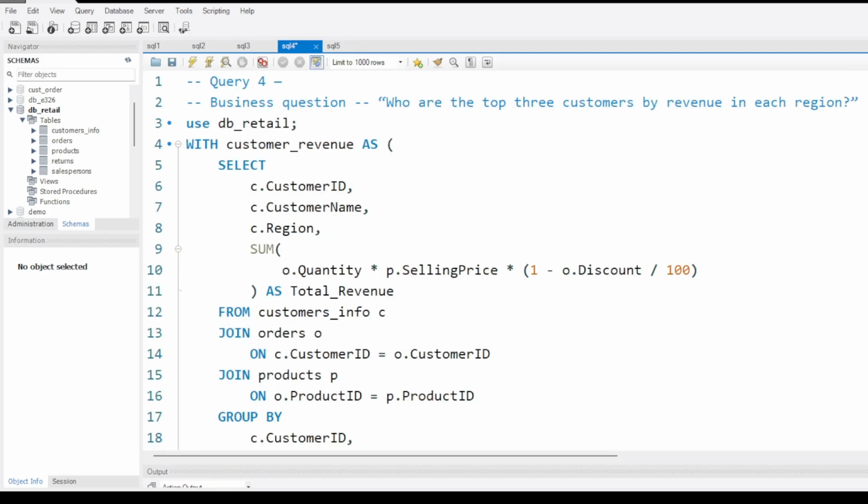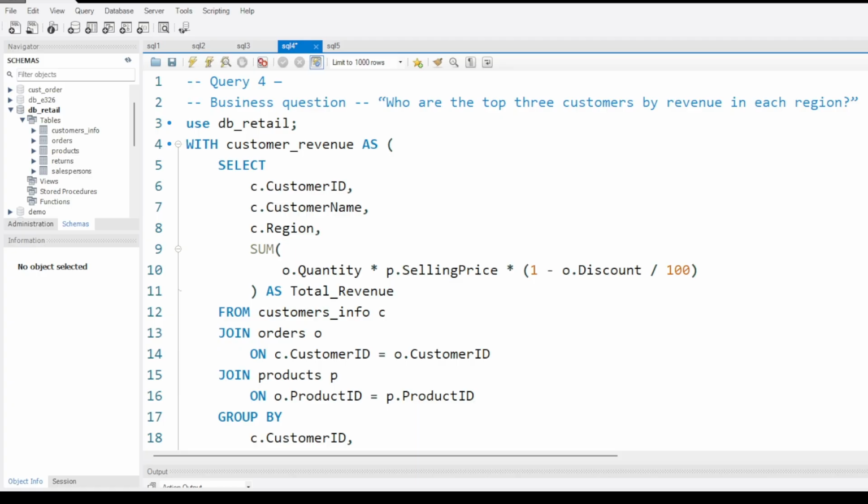Fourth business question. Now let's move on to a more advanced and very common data analyst interview question. The business wants to identify the top 3 customers by revenue in each region. Notice that this is not simply asking for the top 3 customers overall. We need the top 3 customers within every region.